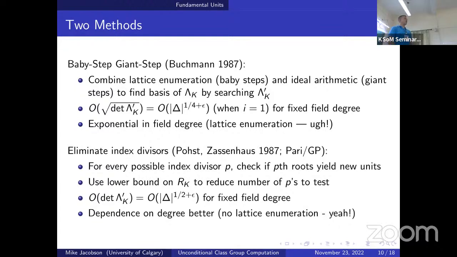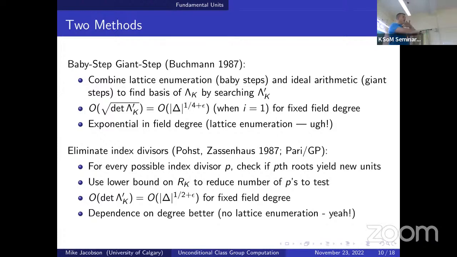One is Buchmann's method, baby-step giant-step. What that is essentially is a way to search a region of some bounded volume in time square root of the volume. So if you want to search some region, you can do lattice enumeration, right?